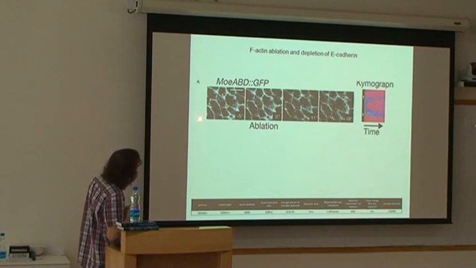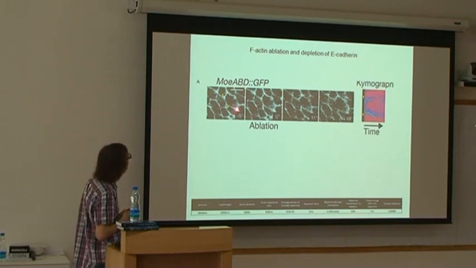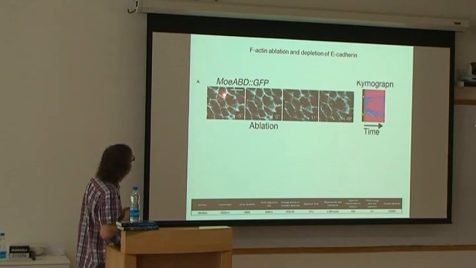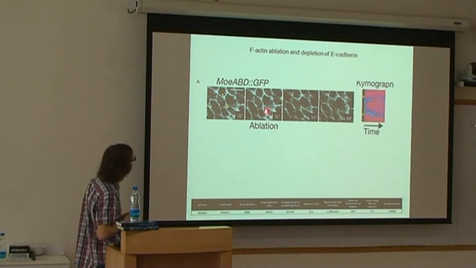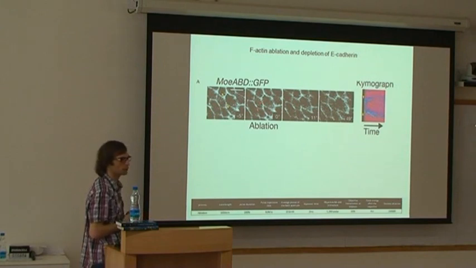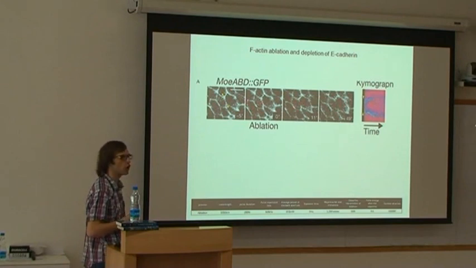Okay, what you see here is myosin actin binding domain. So it's a way, in fact, to visualize actin in the Drosophila embryo. And the yellow arrows are pointing out one junction, one vertical junction, and then the ablation is pointed out with the red arrow. And what you see, in fact, is depletion of actin at the junction.